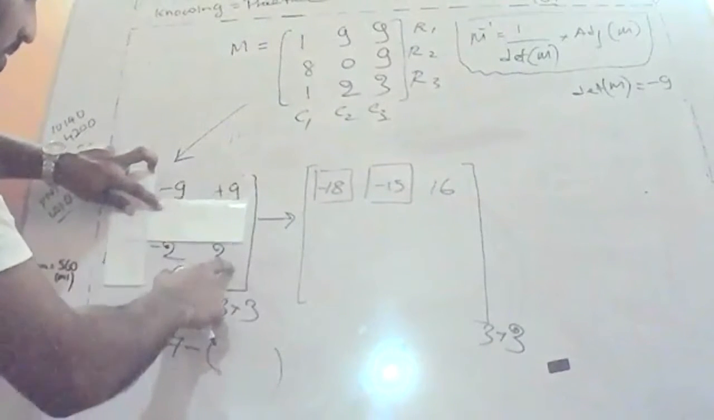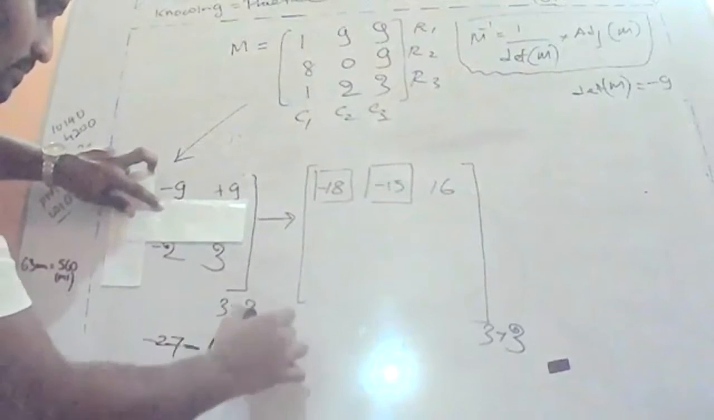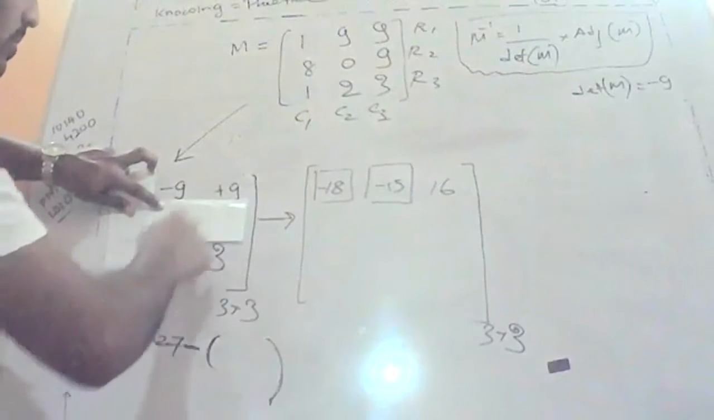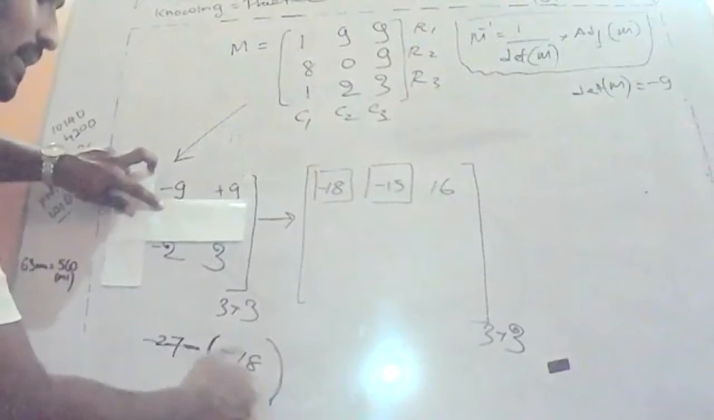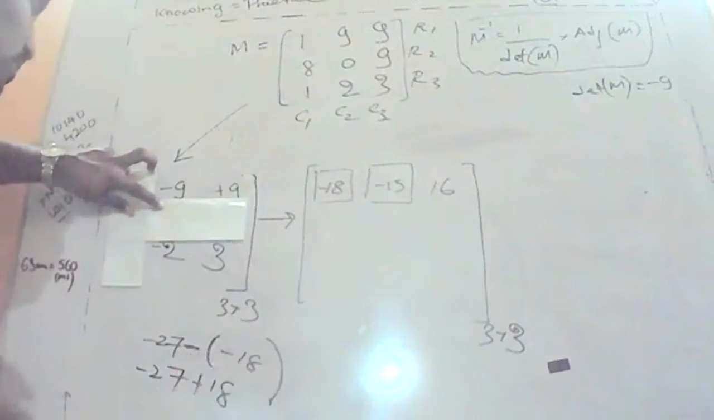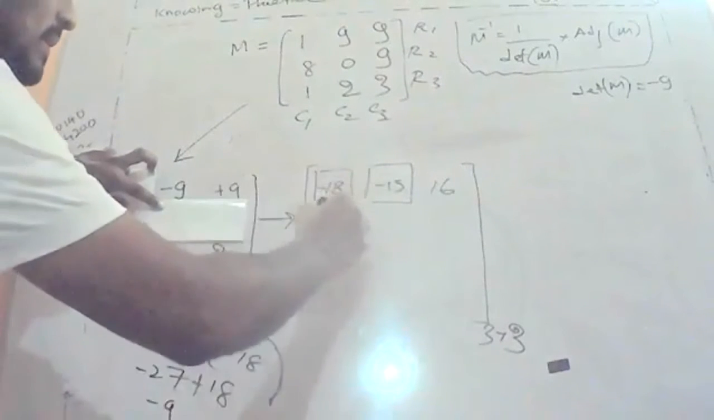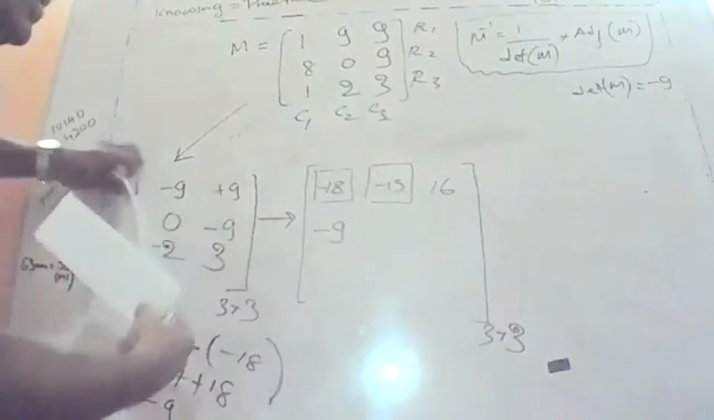This into this minus 9 into 3, minus 27 negative, minus 2 into positive 9, that is minus 18. So minus into minus will become positive again, then minus 27 plus 18. So what is the answer? Minus 9. So minus 9 is the answer according to here. Okay, I hope that is clear.